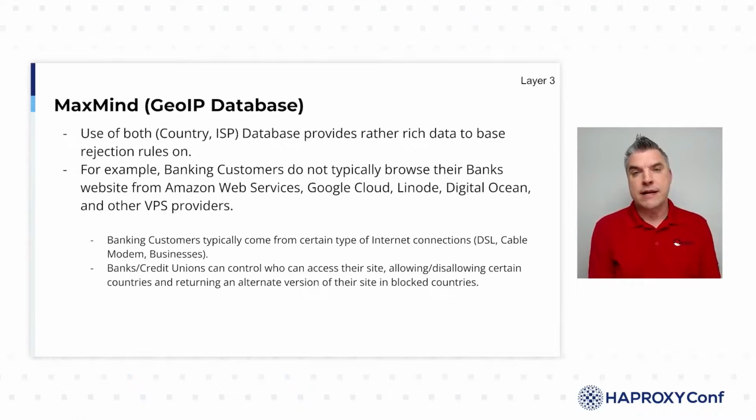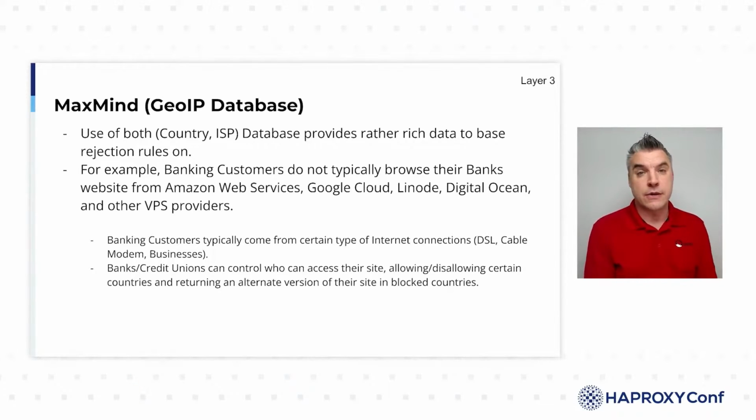So we can actually write very aggressive rules so that if a request comes in from Amazon Web Services, we can be very aggressive with that rule because we know that at the end of the day, that is not one of our banking customers. They're just not coming from Amazon Web Services. And the same with Google Cloud and Microsoft Azure. So the MaxMind GeoIP database allows us to write rules based upon the internet connection and also where they're coming from.